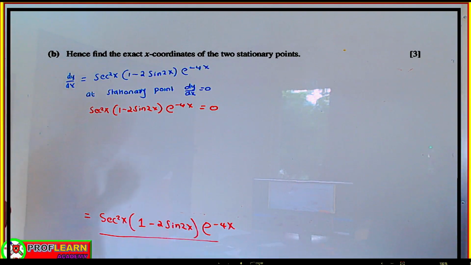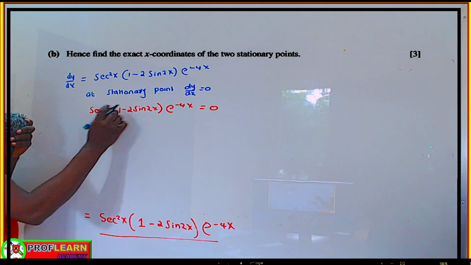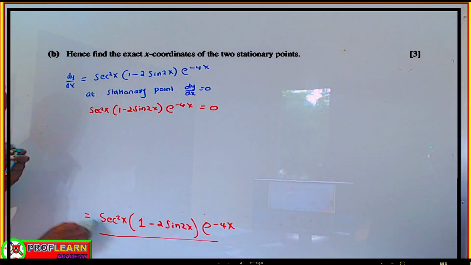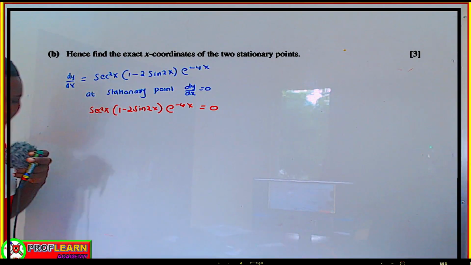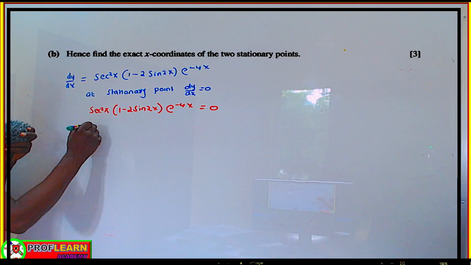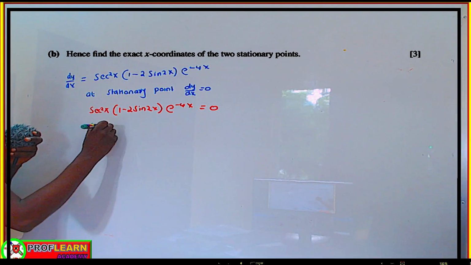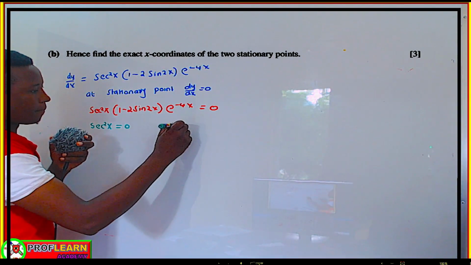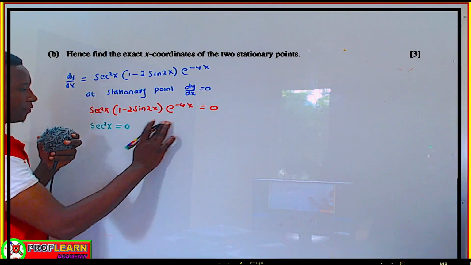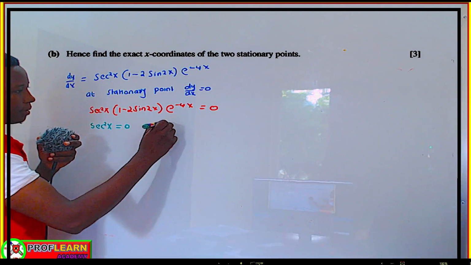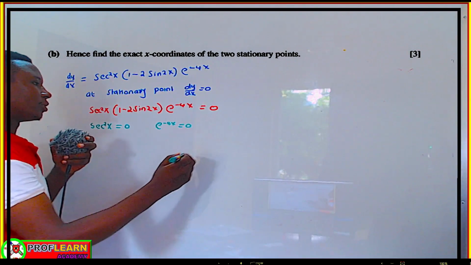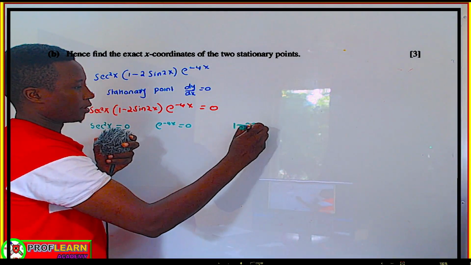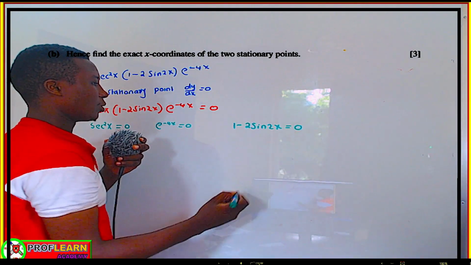So at this given point, we have all the right results to say that we have three parts of this equation, and therefore we can say the first part, sec squared x, can be equal to 0. So we can say the first equation, sec squared x, can be equal to 0. We also can say, I write exponent minus 4x is equal to 0, and we also can say 1 minus 2 sine 2x is also equal to 0.